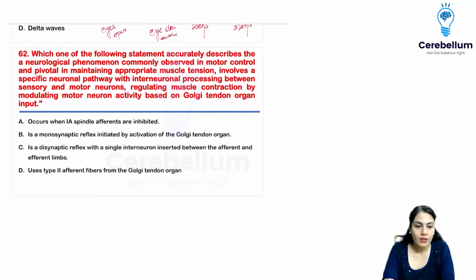Okay, let's move on further. All right, which accurately describes the neurological phenomena for appropriate muscle tension?